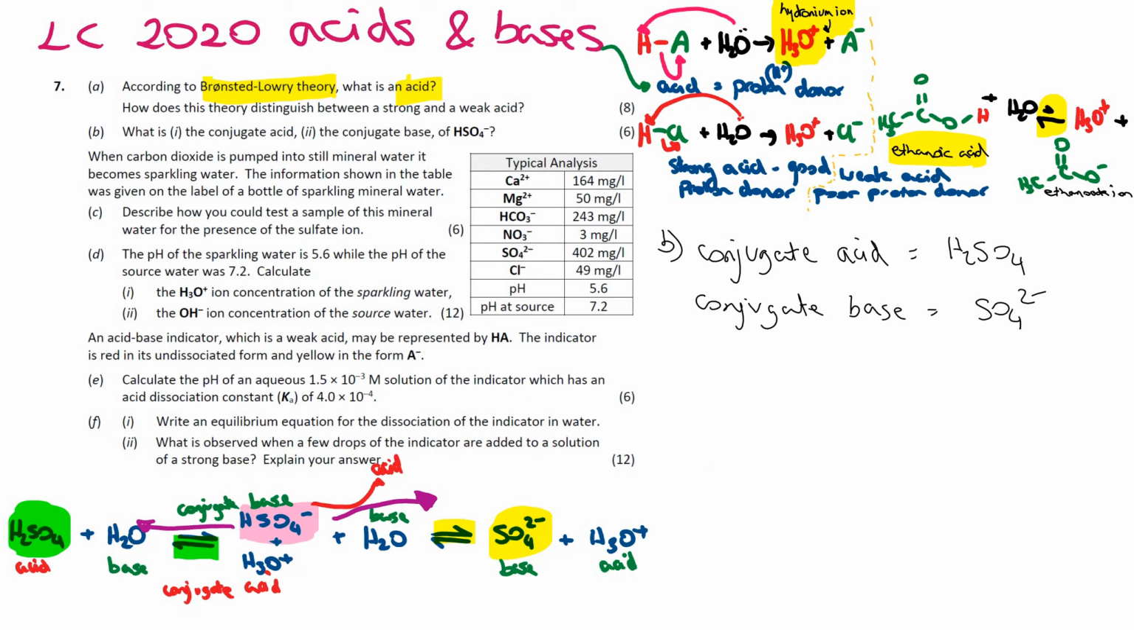Okay, so the next part. When carbon dioxide is pumped into mineral water, it becomes sparkling water. The information shown in the table was given on the label of a sparkling water bottle. Describe how you test for the sample in the mineral for the presence of the sulfate ion. Okay, so they threw in this question last year for testing for ions. It's important to know, again, it's a bit of recall material from the experiment section.